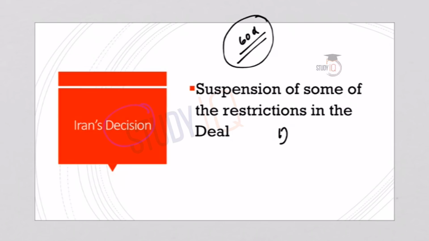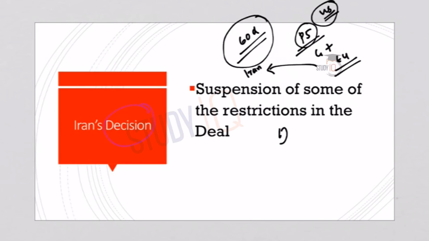So when we discuss the members of this deal, we have seen that it is P5 plus Germany plus the European Union. These are the members who signed this deal with Iran. The P5 includes the US also, and the US has imposed sanctions on Iran. So now Iran has given 60 days to the other parties to find their own solutions to help Iran's banking and oil sectors from US sanctions. So this is the announcement of Iran.